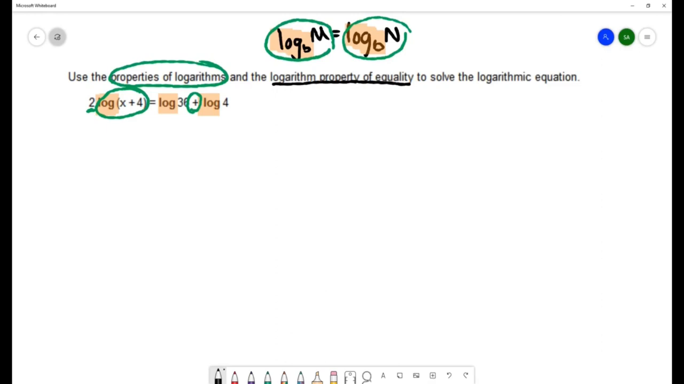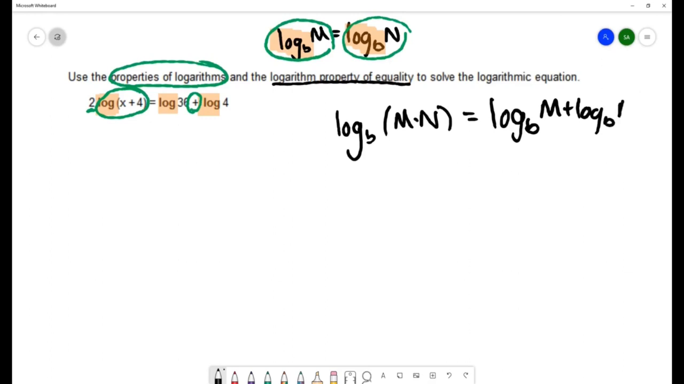So the product rule for logarithms says this: if you have log base b of m times n, you can write that as log base b of m plus log base b of n. Now we're really using this in reverse because we want to get down to a single log. So if we have the sum of 2 logs with the same base, we can turn that into a single log with multiplication, and that's why this is called the product rule.